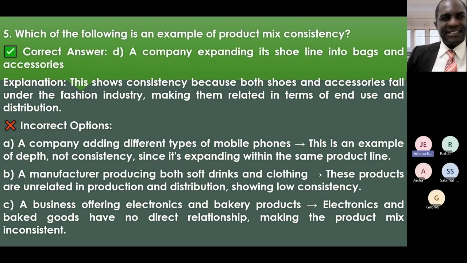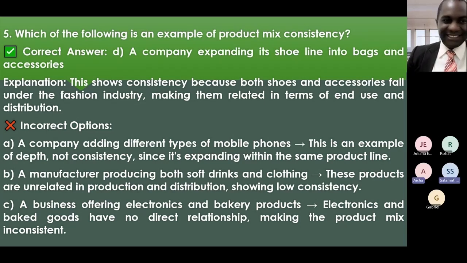Which of the following is an example of product mix consistency? I'm telling you, he scored 100 over 100. The answer is D, and he got it. I was looking at that D. I first picked D, then I changed my mind.